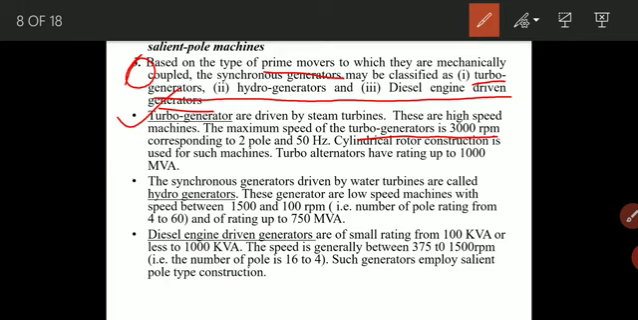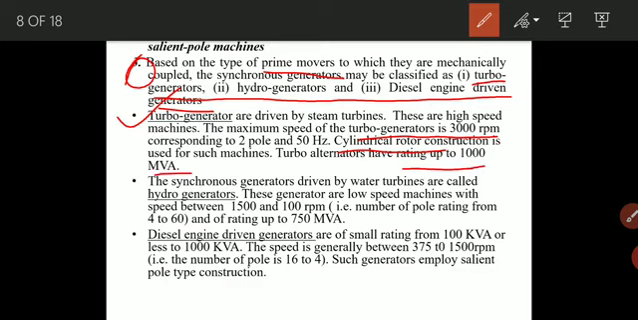And which type of rotor construction is required for such a machine? Cylindrical rotor construction. And this type of alternator, in this classification, has a rating up to 1000 MVA.